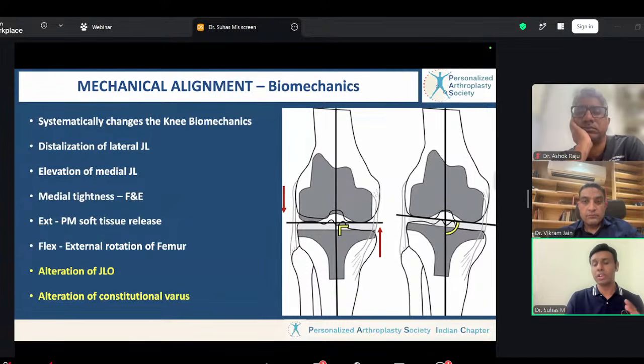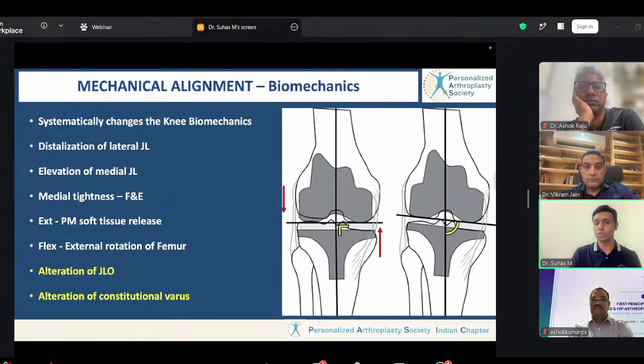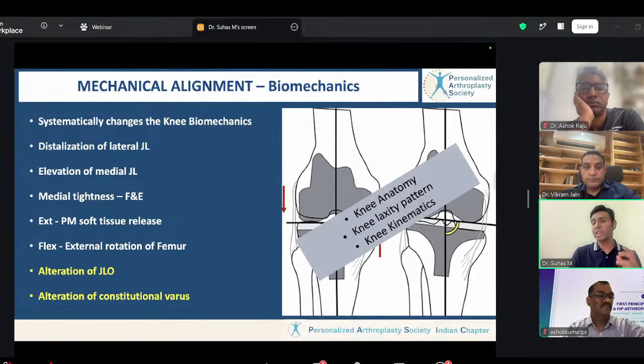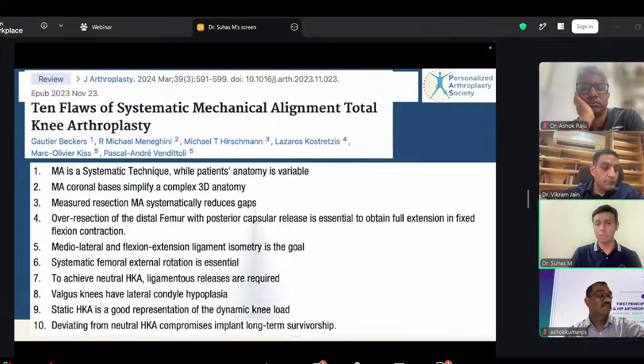And great books were written on how soft tissue balancing needs to be done. But you need to bear in mind that by doing this, you might achieve equal gaps, but you're changing the joint line obliquity, you're changing the constitutional varus to neutral in every single patient. So at the end of the day, you're changing anatomy, you're changing laxity pattern, and you're changing the kinematics of this particular patient.